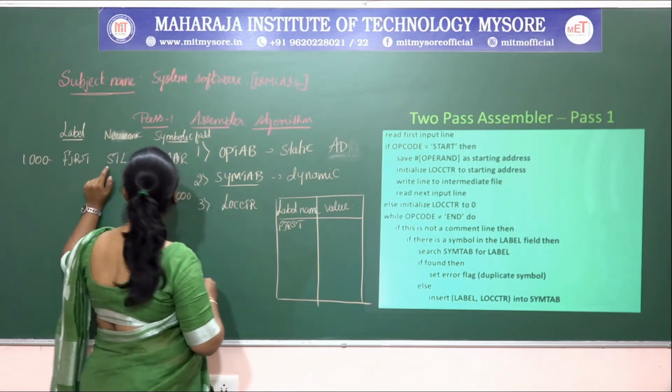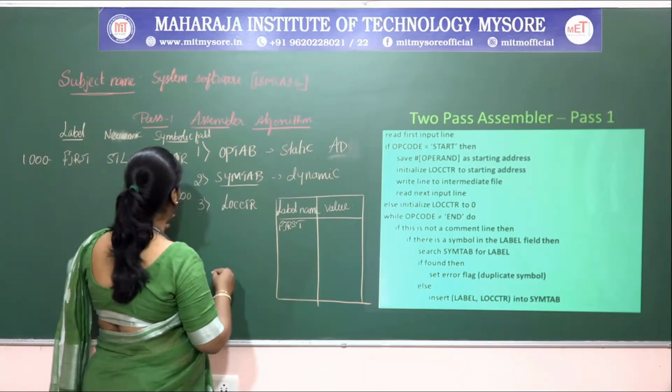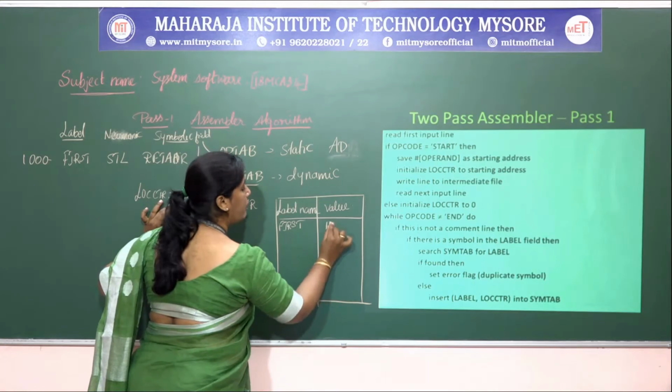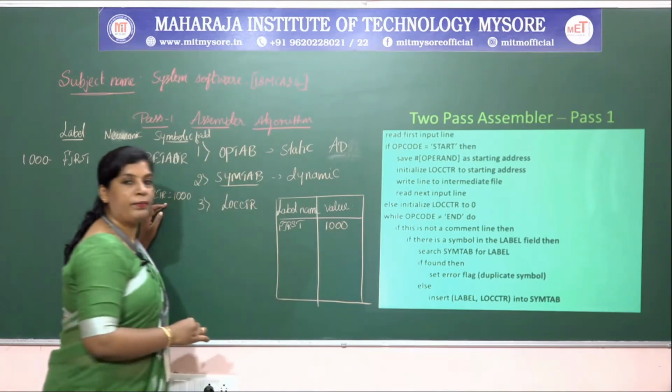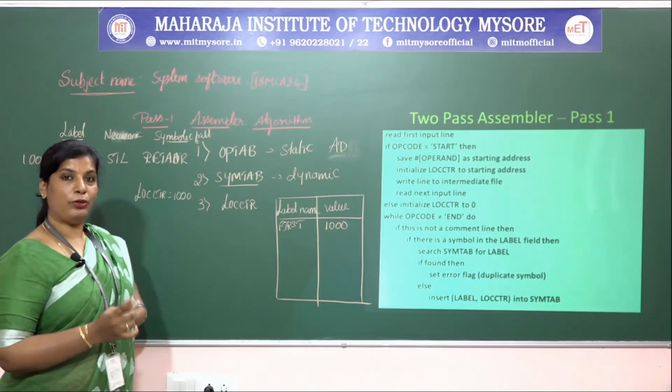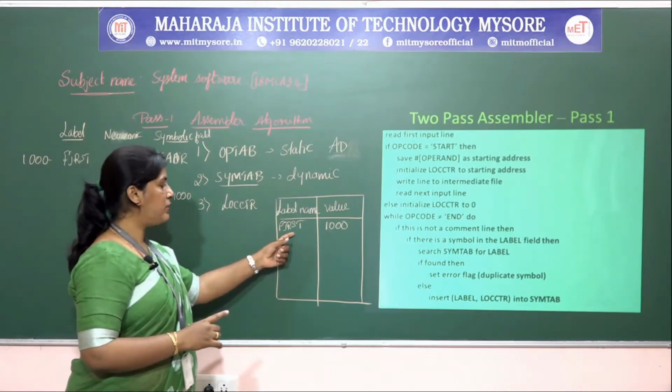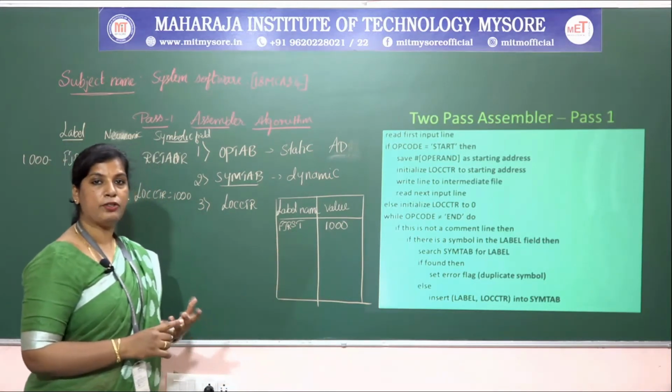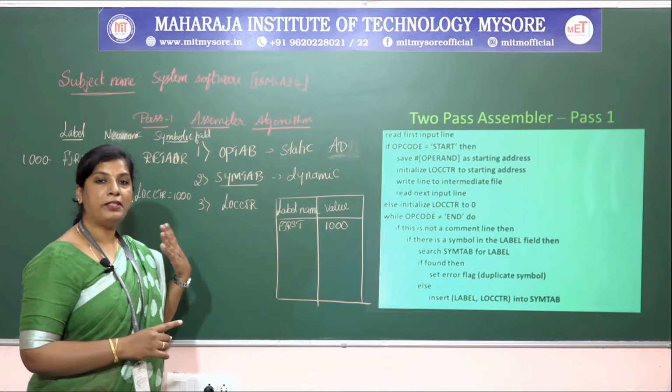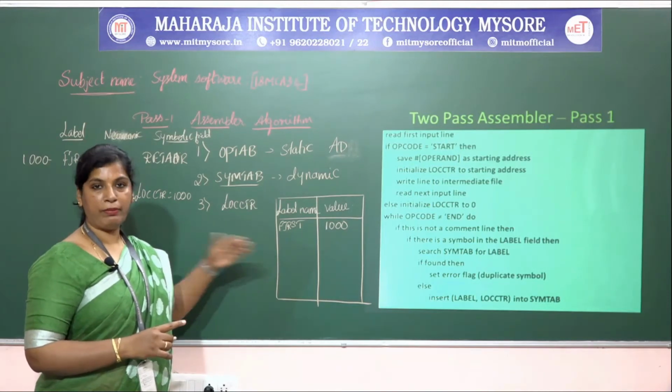Then it enters it along with the value of the location counter. So what is the value of the location counter? It is 1000. So during pass 2, to get the value of the forward reference address, whatever it might be, it is going to get that value from the symbol table.